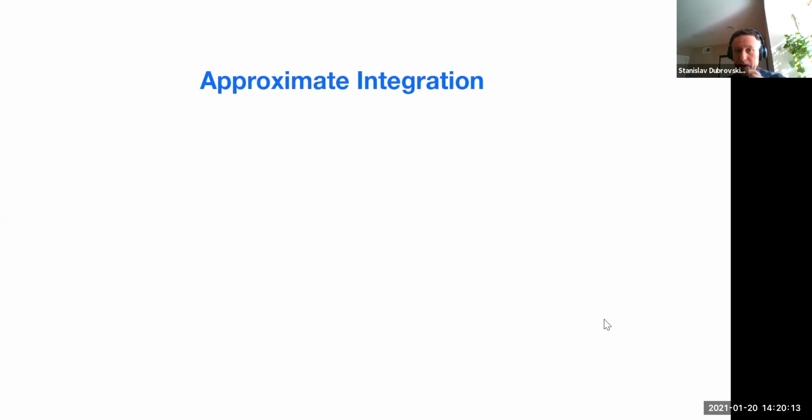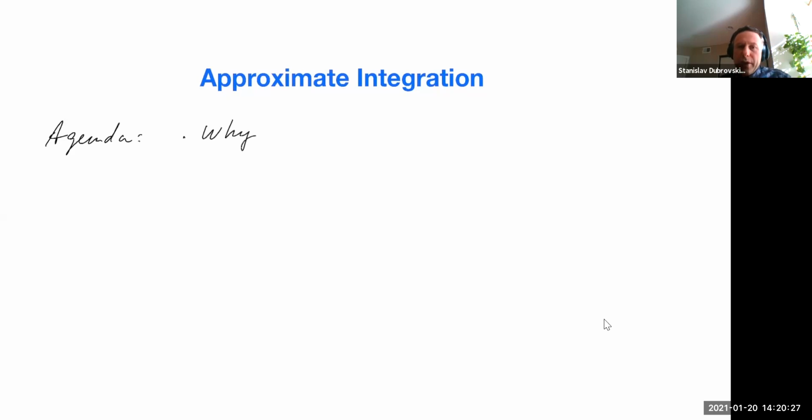And today we will first discuss why to do that. Why do we do it? So first point on the agenda is why. Then after we motivate our idea to go for approximate integration rather than exact, then we'll discuss how to do it.